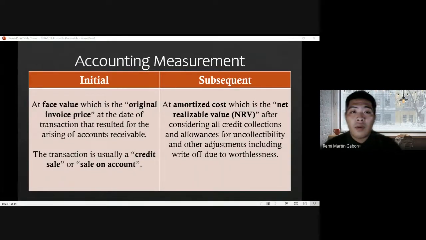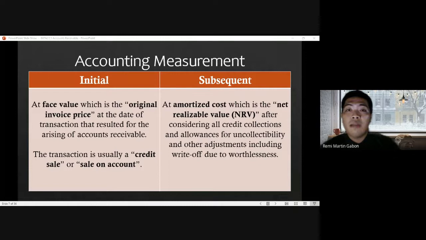We have a separate discussion for allowance for uncollectibility and write-off. We are actually referring therefore to bad debts or yung mga doubtful accounts. Usually, bad debts and doubtful accounts are commonly discussed under this topic, accounts receivable. But it doesn't necessarily mean that accounts receivable, yun lang yung merong doubtful or bad debts. Right? So yan. That is our accounting measurement. Don't forget about that. When I say initial measurement, face value as the original invoice price. Subsequent measurement, amortized cost at net realizable value. Now before I forget, the reason why we account for the initial measurement of accounts receivable as face value, which is the original invoice price, face value should mean that accounts receivable are regarded as short-term receivables actually.